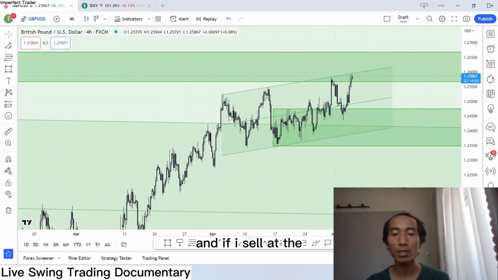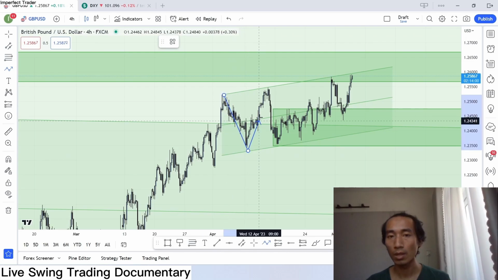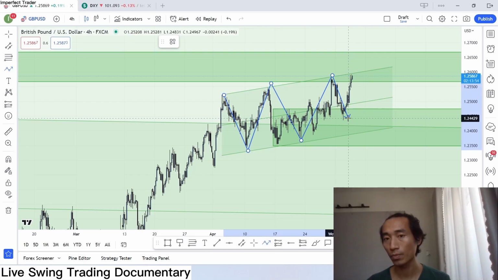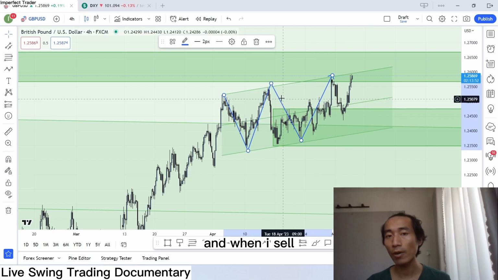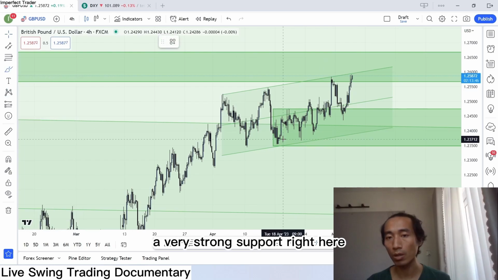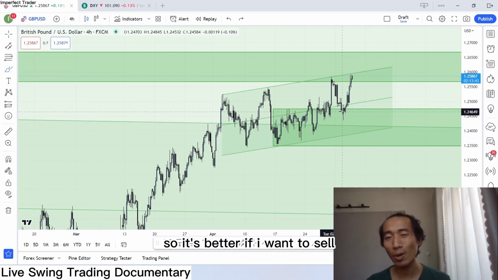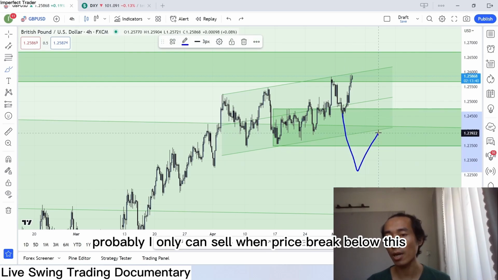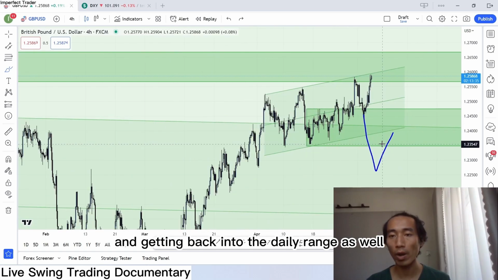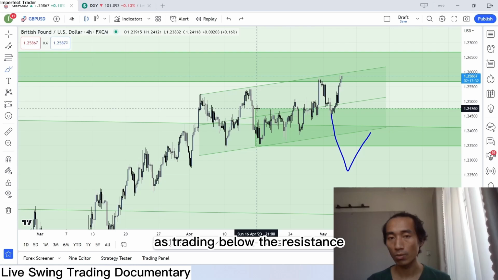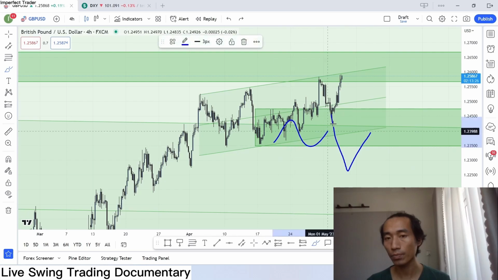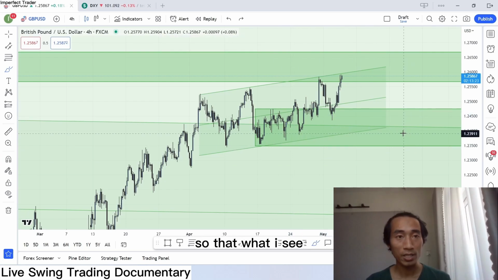And if I sell at the channel, it is basically me trying to go against the trend. And when I sell, I actually have to accept the fact that I am facing a very strong support right here. So it's better if I want to sell, probably I can only sell when price breaks below this and gets back into the daily range, as well as trading below the support level right here, the key level right here. So that's what I see.